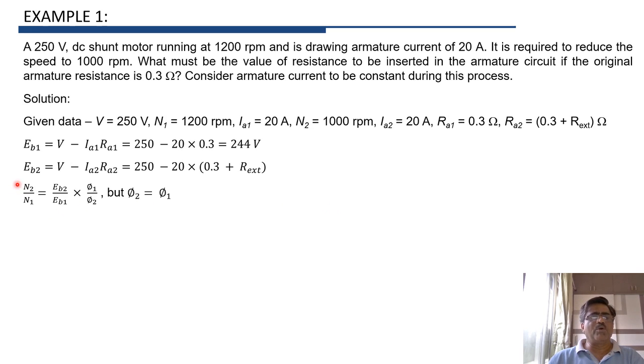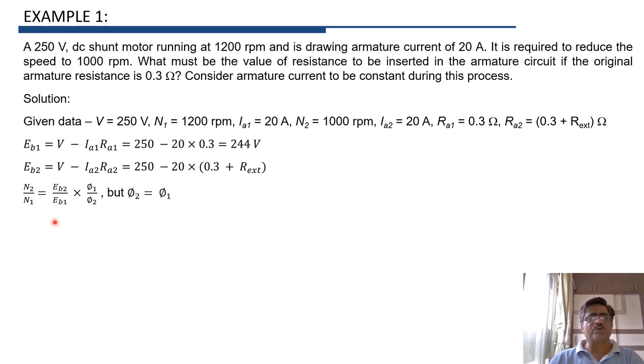Now we know the relation between N2 and N1. So N2 upon N1 is equal to EB2 upon EB1 into phi 1 upon phi 2. But in this case, field winding is connected directly across supply. So field current is constant in both the cases, and therefore phi 2 is equal to phi 1. So if phi 2 is equal to phi 1, N2 upon N1 will be equal to EB2 upon EB1.